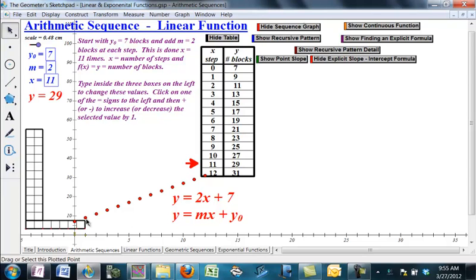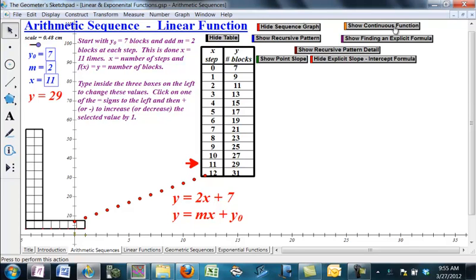Now remember, a sequence is just a function whose domain is either the whole numbers or the natural numbers. And so we are not allowed to plug in x's such as 2.5 or 1.7 or pi or the square root of 3. We can only have these here. In fact, in this case, it doesn't even necessarily make sense to talk about negative steps.